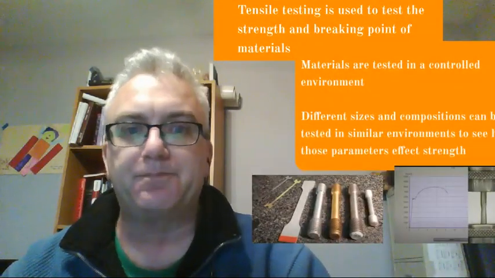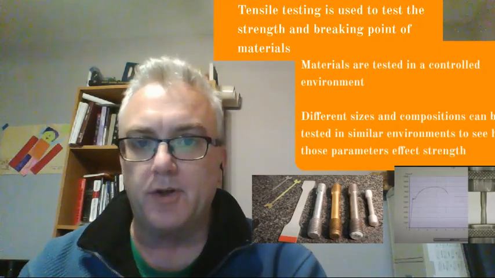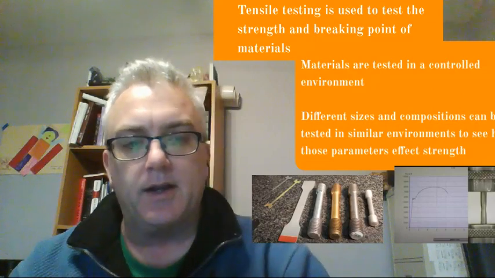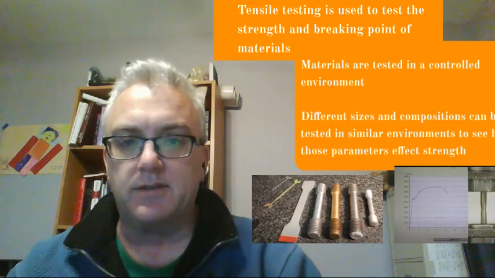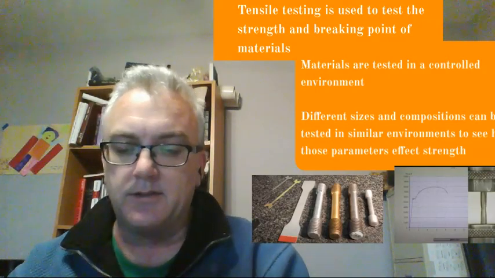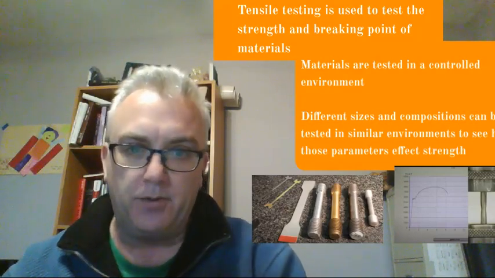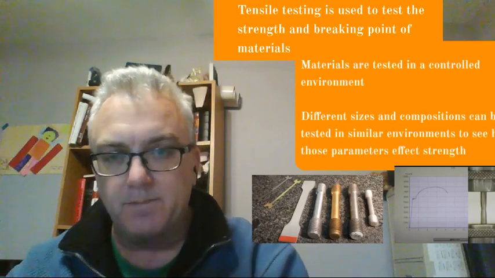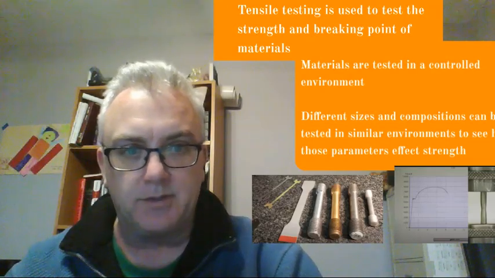What is tensile testing? Tensile testing is used to test the strength and the breaking point of materials. So they're tested in a very controlled environment, and you can see the picture of the machine right here. If you watch the videos, you'll see this machine in action, and they're tested in this controlled environment to test their breaking point, their elasticity point, and other properties of that material. So basically you stretch it until it breaks, and you determine some of the material properties based on this graph that gets produced.